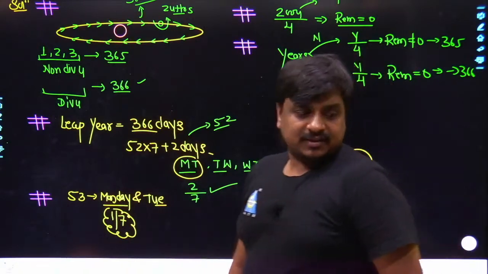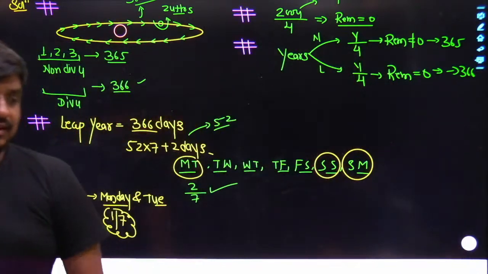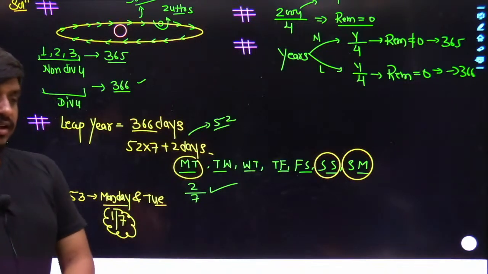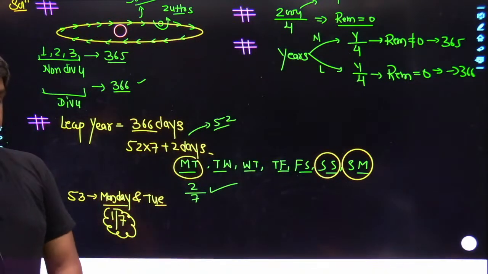So obviously the answer has started coming. As per Aniket Sahu, the answer is 1 upon 7. As per Pranali Ingle, the answer is 1 upon 7.